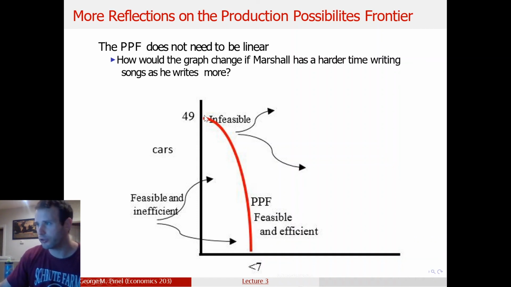Okay? So it starts at -7, but as it gets harder and harder to write a song, your opportunity cost of writing a song increases because you're taking more time writing that song. And as your opportunity cost increases, your slope in absolute terms is going to increase. It's going to be steeper. Okay? Your trade-off is heavier and heavier. You're losing more cars per song.